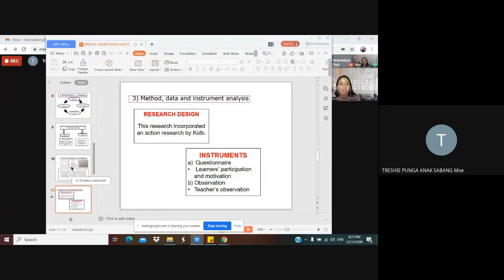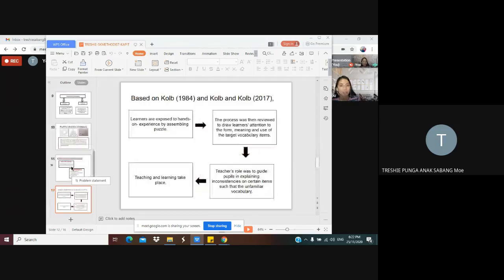So my method, data and instrument analysis. My research design is by cycle, instrument, questionnaire, and observation. So based on the cycle, this is how I apply it. Learners are exposed to hands-on experience by assembling the puzzle. First, they assemble the puzzle, meaning in use of the target vocabulary.